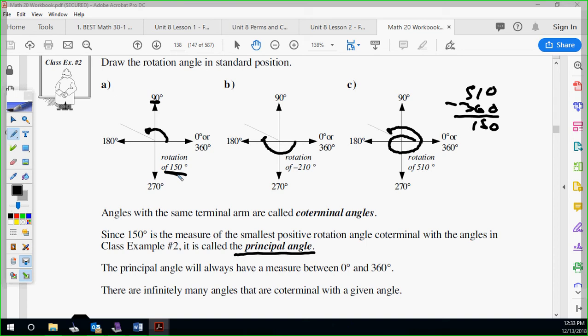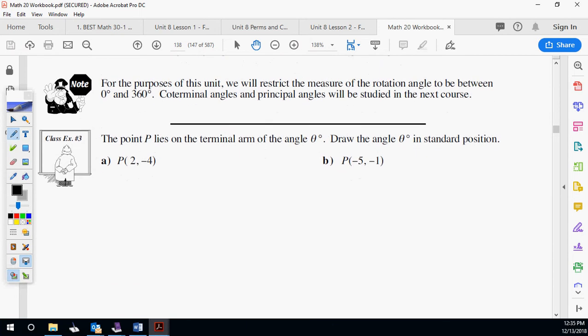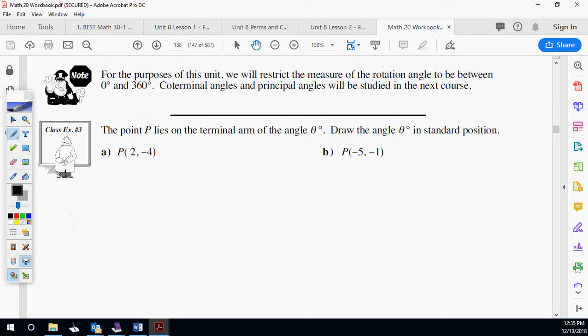So you see the principal angle will always be between 0 and 360. There are an infinite amount of coterminal angles. Why is that? Exactly. I can just keep going in circles. Keep adding 360, keep adding 360 forever. Keep minusing 360, keep minusing 360 forever. So there's an infinite amount of possibilities for coterminal angles. Questions? We're good? All right. For the purpose of the unit, we're pretty much going to stay in the one circle range. We won't go too much outside 360 for this unit, so that's just more so you know.